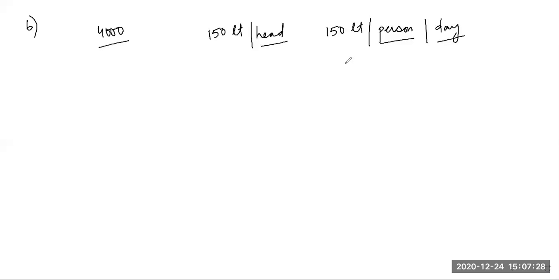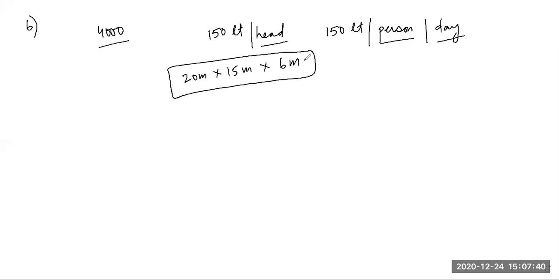It has a tank measuring 20 meter into 15 meter into 6 meter. This is the capacity of a tank which will supply the water to all the 4,000 people in the village. All right. How many days will the water of this tank last? How many days the people will be able to use the water? So first we will see what is the capacity of the tank.